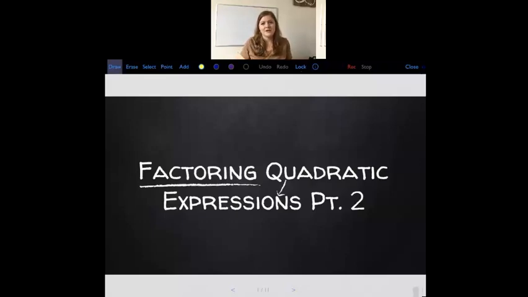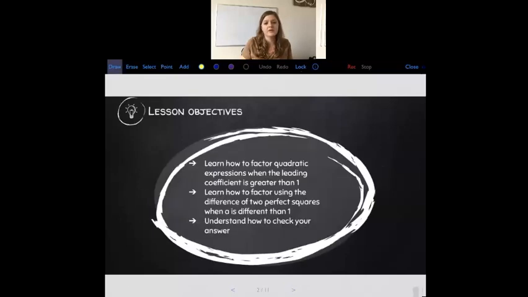In this lesson, we're going to cover factoring quadratic expressions part 2. Specifically, we'll learn how to factor quadratic expressions when the leading coefficient is bigger than 1. We'll learn how to factor using the difference of two perfect squares when a is different than 1, or when the leading coefficient is different than 1, and we'll understand and apply how to check your answer.